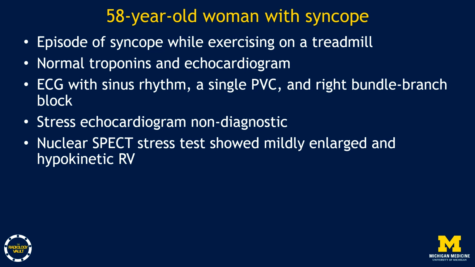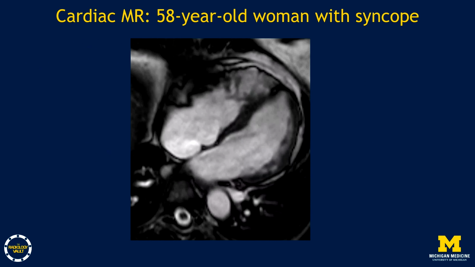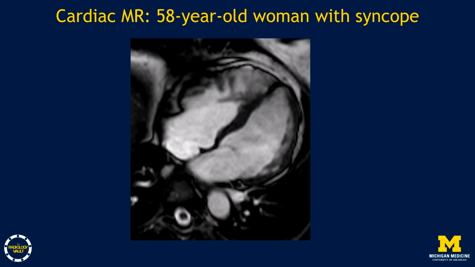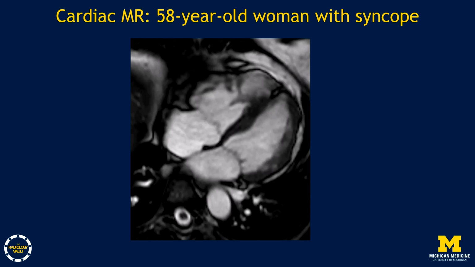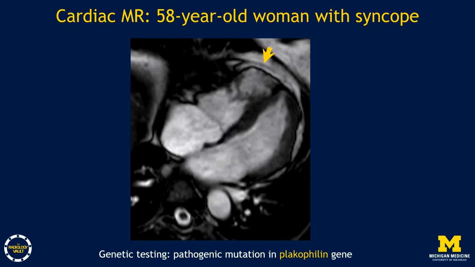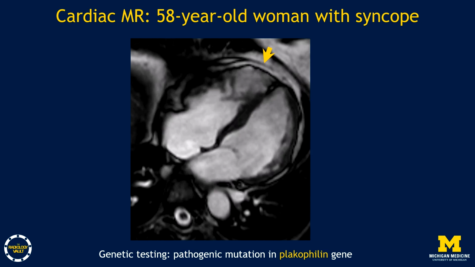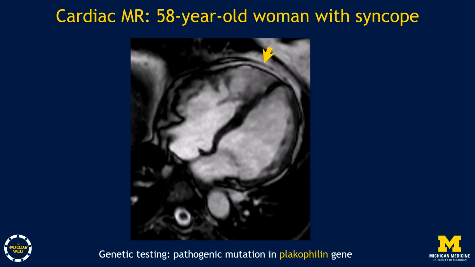Here's an ARVC case example. A 58-year-old woman experienced syncope while exercising. Although ischemic disease was ruled out, an ECG showed a PVC and right bundle branch block, and a stress test indicated an enlarged and hypokinetic RV. Cardiac MRI showed RV wall motion abnormalities and a decreased ejection fraction of 32%, meeting a major ARVC criterion. Further assessment confirmed the diagnosis, supported by finding a plakophilin gene mutation.